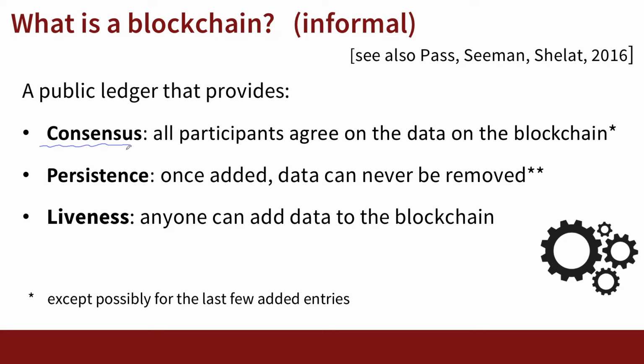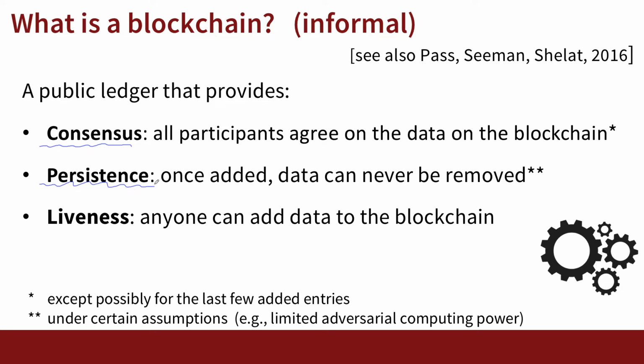The second property is what we call persistence, and persistence basically means that once data has been added to the blockchain, it can never be removed. And this is an extremely important property of a blockchain. Once data has been added, there is no way to take it off. Now, again, there's a caveat to that as well. So this is this star property that basically says that, in fact, persistence will only hold as long as we make certain assumptions about the adversary. For example, maybe the adversary only has limited computing power.